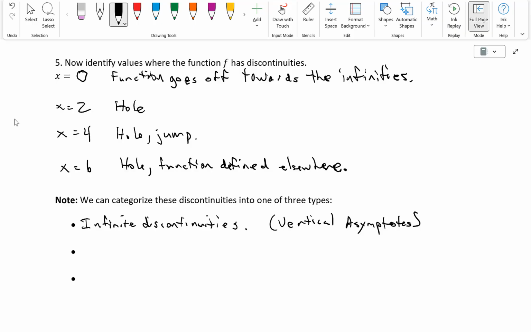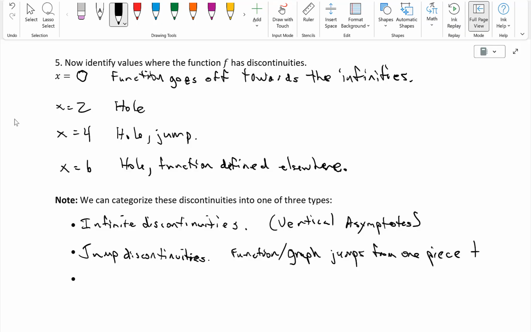We also have jump discontinuities. And here we can see the graph actually jump from one point to another. All right, so here we can say the function or graph jumps from one piece to another. And we saw that around 4, right? Two completely separate pieces of the function.